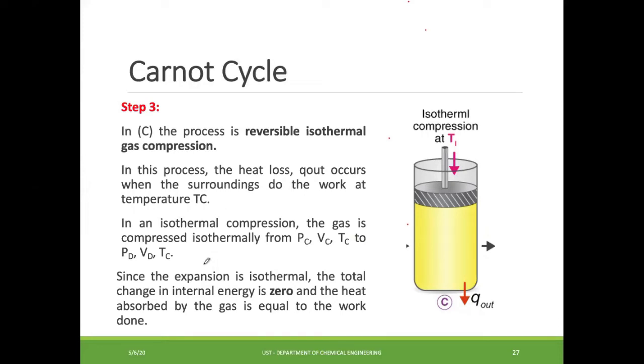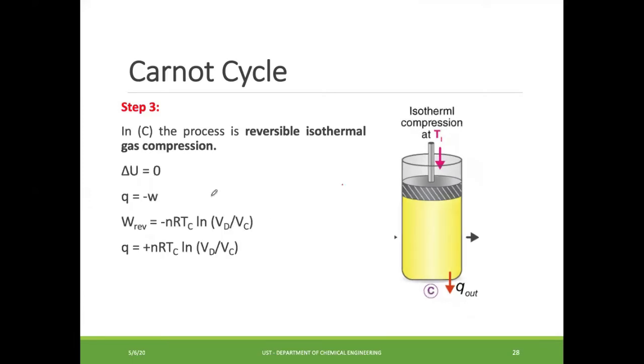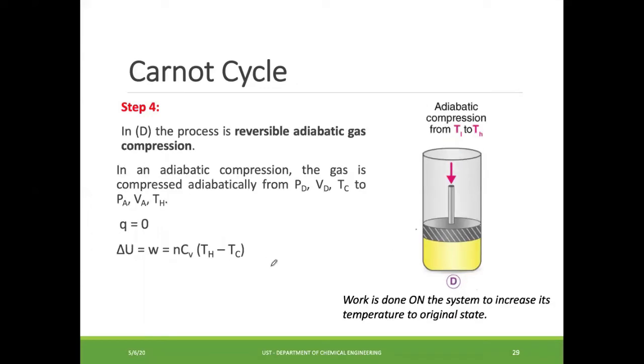So since the process is isothermal, the total change in internal energy is 0, and the heat absorbed by the gas is equal to the work done. So in terms of equations, delta U is equal to 0, Q is equal to negative W, work reversible is negative nRTC ln(VD over VC), thus Q is equal to positive nRTC ln(VD over VC).